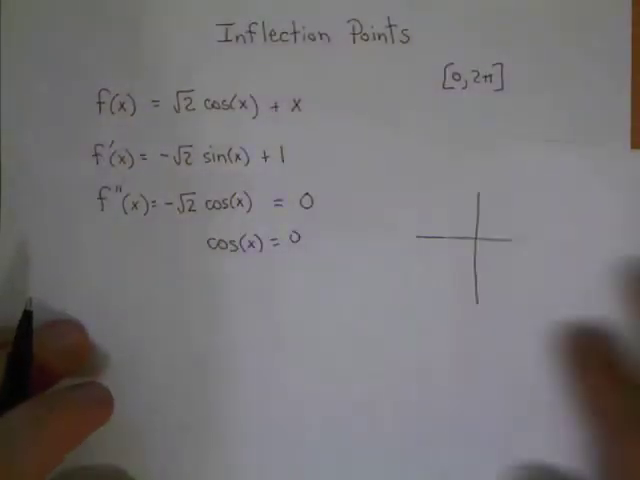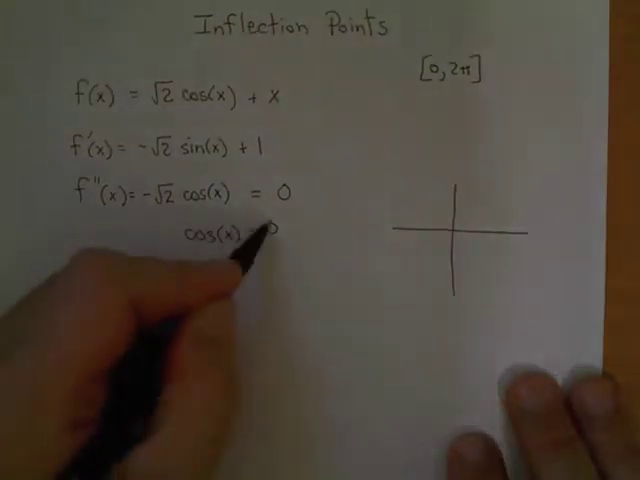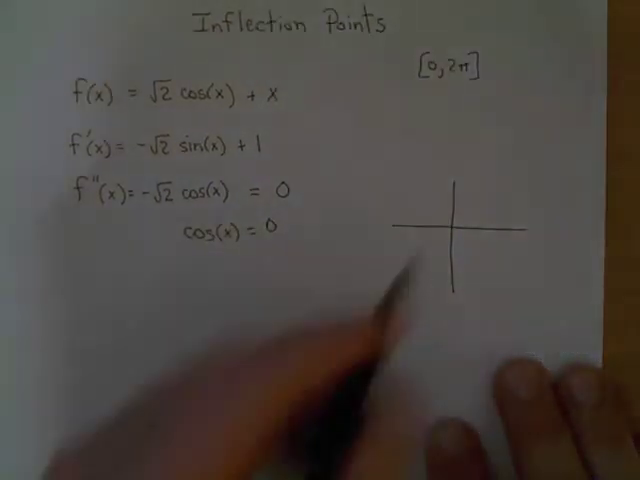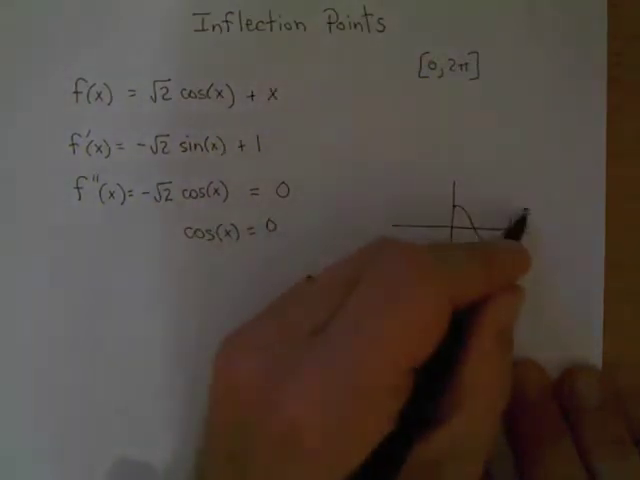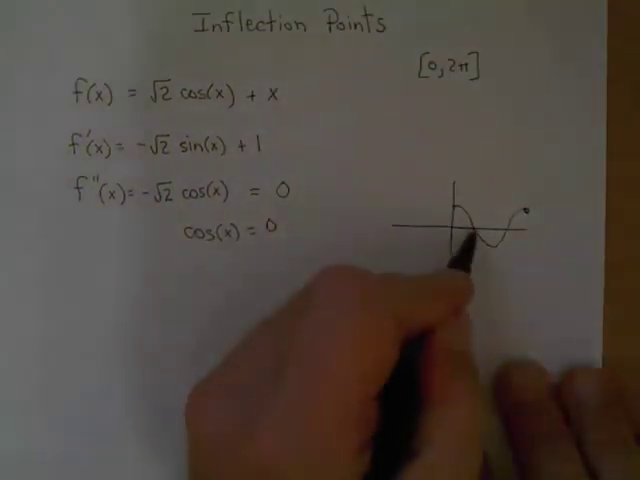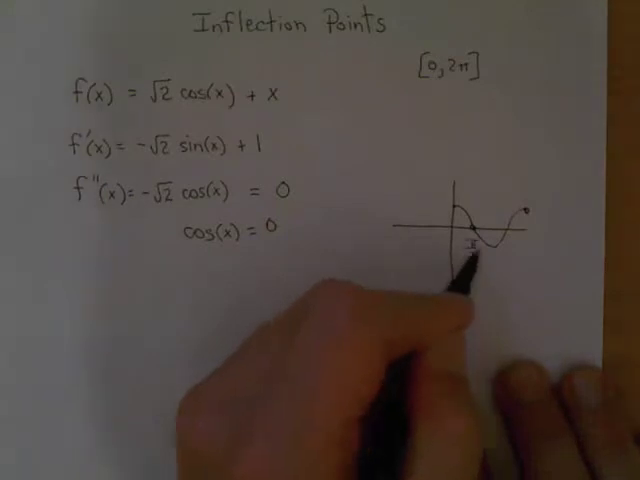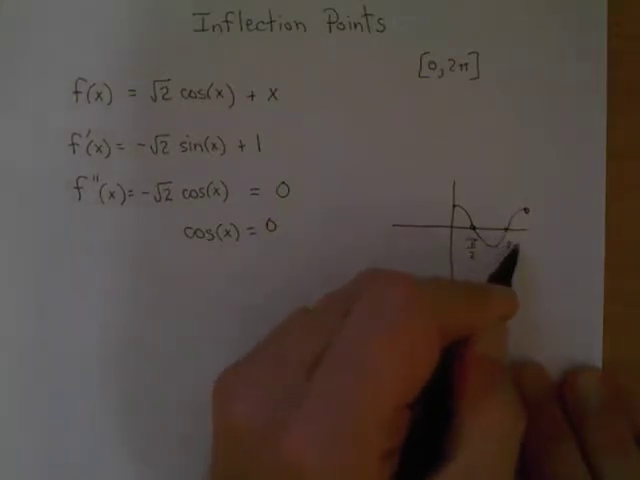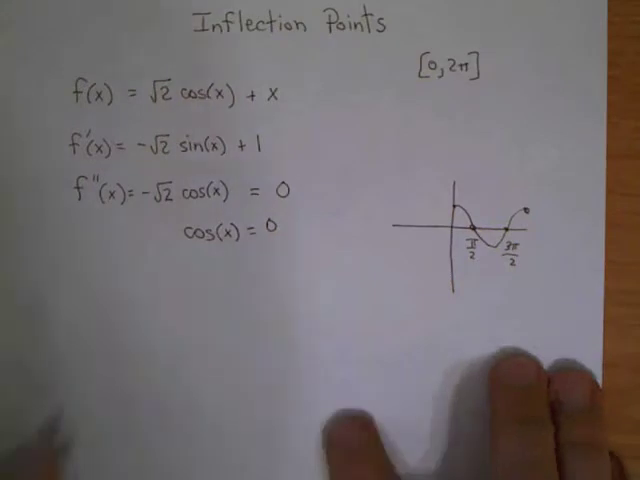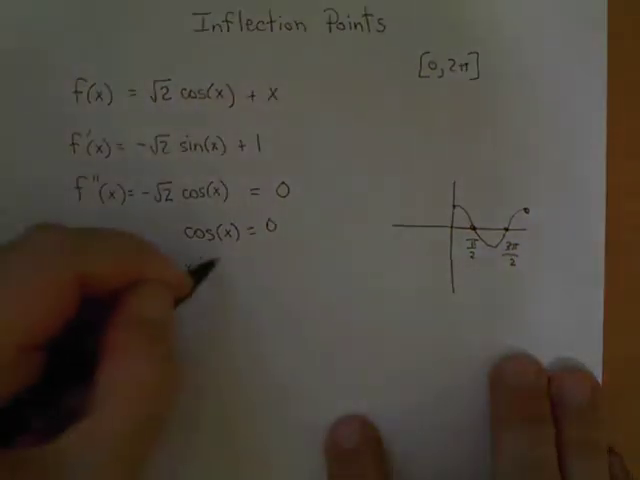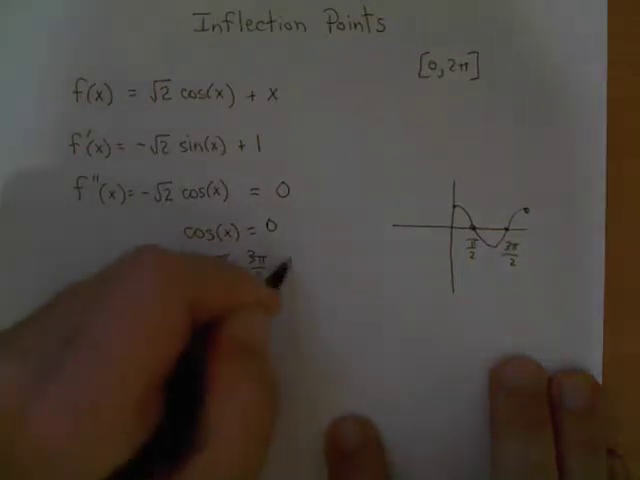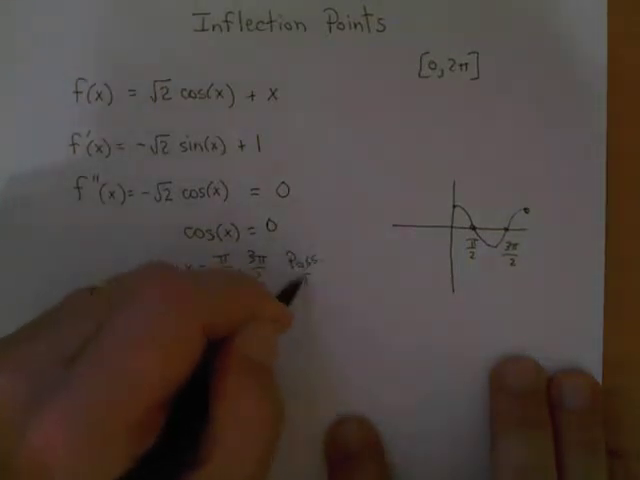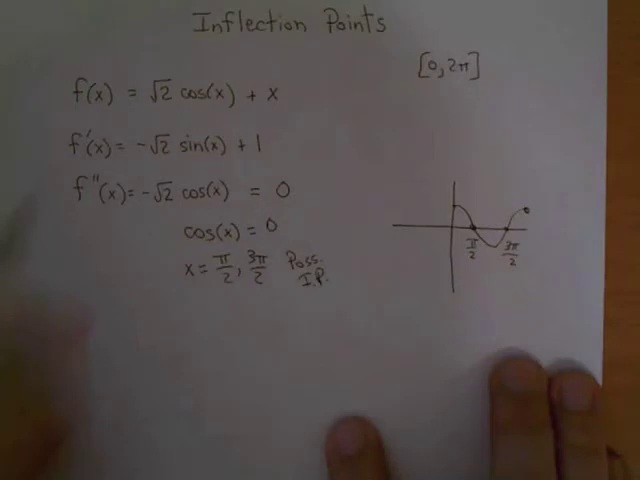Well, solving cosine of x equals 0, you cannot draw triangles for that, but what you can do is look at the cosine graph itself. From 0 to 2 pi, the cosine graph looks like this. It is 0 at pi halves, and it is 0 at 3 pi halves. So our possible inflection points are at those locations. Those are what we would label as possible inflection points.